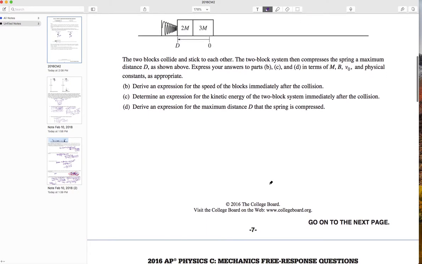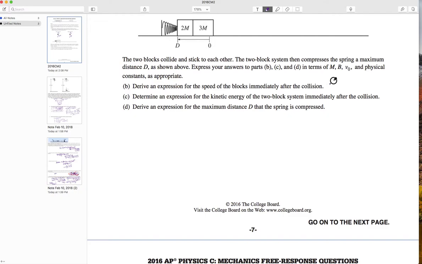So they collide and stick to each other, and we're trying to find 3 things. The expression for the speed of the blocks immediately after the collision, the expression of the kinetic energy immediately after the collision, and deriving an expression for the maximum distance that the spring is compressed.